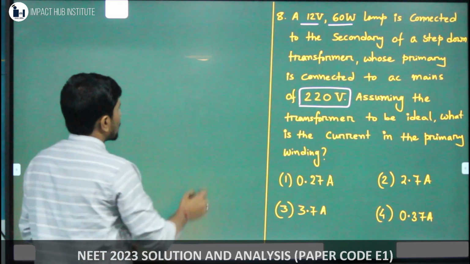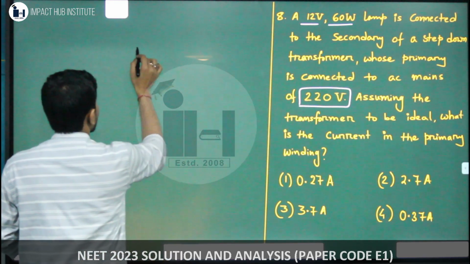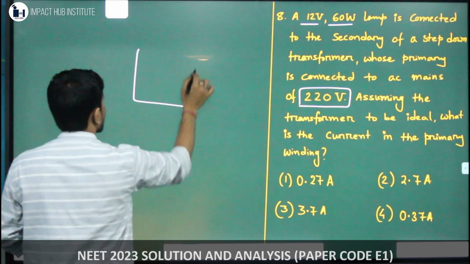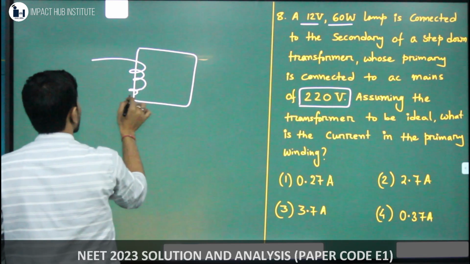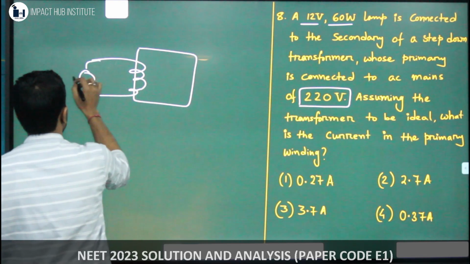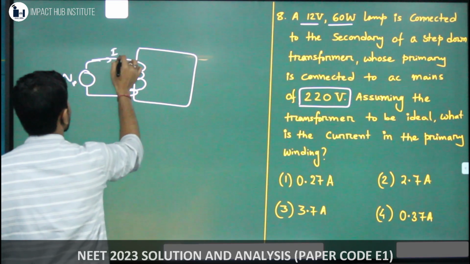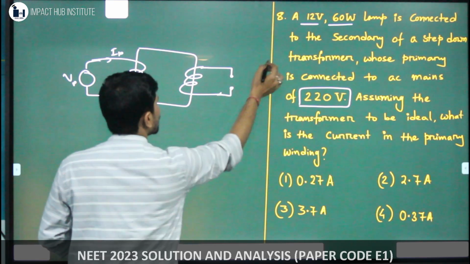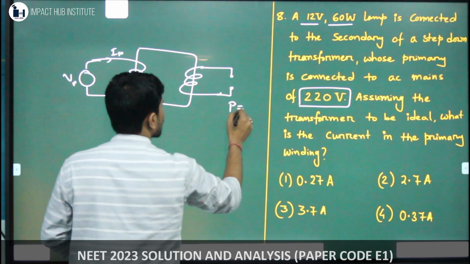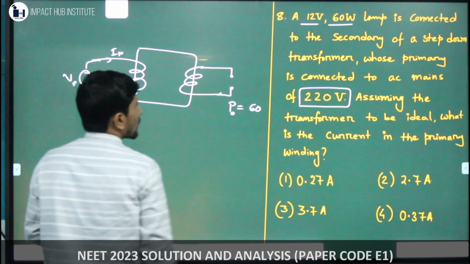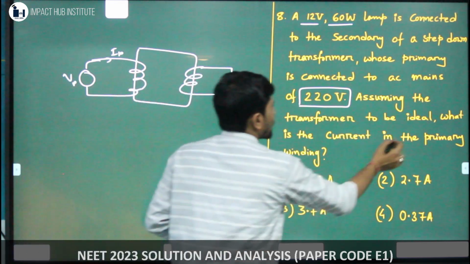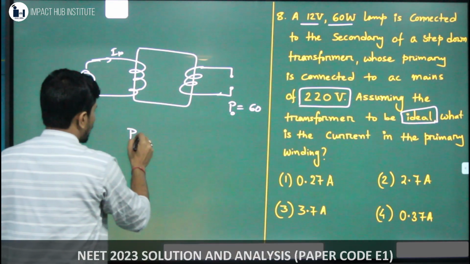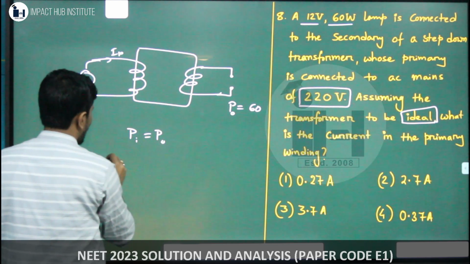primary current. Thereby we know that, suppose this is my transformer, this is my primary voltage and this is my primary current, and this is my secondary voltage. So secondary voltage should be equal to 12 volt and the secondary power should be equal to 60 watt. Now since it is mentioned that the transformer is ideal, it particularly means that the input power should be equal to the output power.